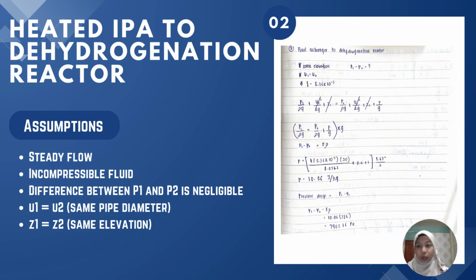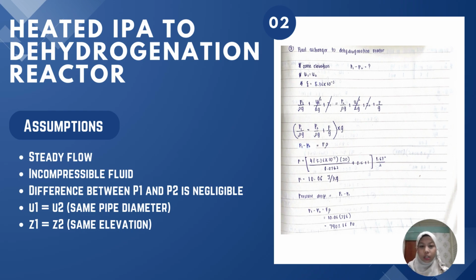Moving on to the second part, which is heated IPA to dehydrogenation reactor, the assumption that we made is the same as the previous calculation, and we can jump straight away to the energy balance equations since we use the same mass flow rate, the same fluid, which is IPA, and the same Reynolds number, which makes the friction factor the same, which is 5.36 times 10 to the power of negative 3.